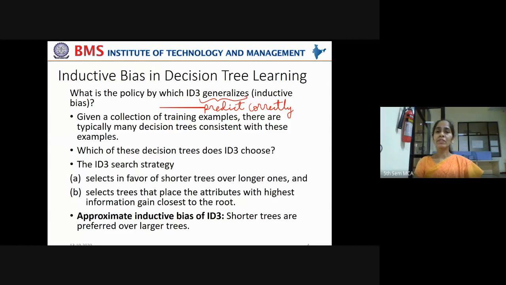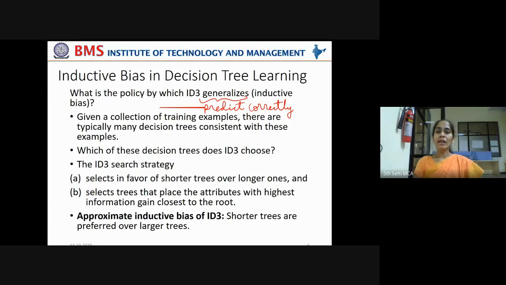What is the policy by which ID3 generalizes? Meaning, what is the inductive bias it follows? What is the assumption it makes? That has to be understood. Generalizes means it should be able to predict correctly when some unseen data is given. The machine learning algorithm will learn from the training examples, the behavior of the data, and it will try to generalize or predict correctly when some new, unseen data point is given, right? That is called the generalization capability of that learning algorithm.